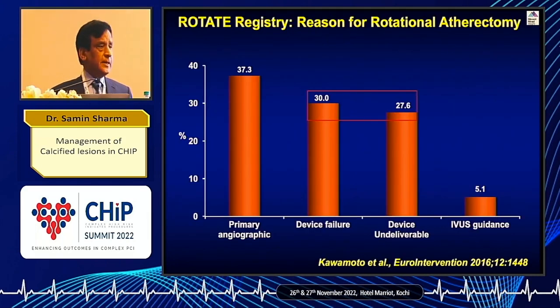Now, we also learned that if you use the rota as a bailout, try to do a balloon, a very calcific lesion, the balloon did not go. So use the rotational atherectomy.